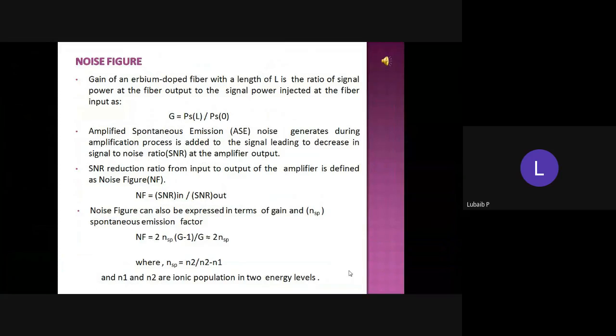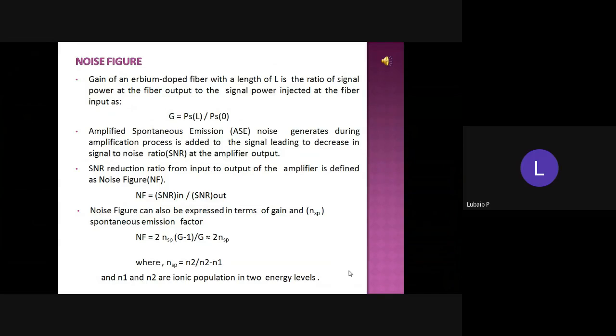Consider an optical amplifier, an optical fiber with a length of L. If you apply an input signal at the input side of the optical fiber, and we get the output after the length L, the gain of the optical fiber with a length of L is G equal to Ps(L) divided by Ps(0). That is the ratio of signal power at the fiber output to the signal power injected at the input of the fiber.